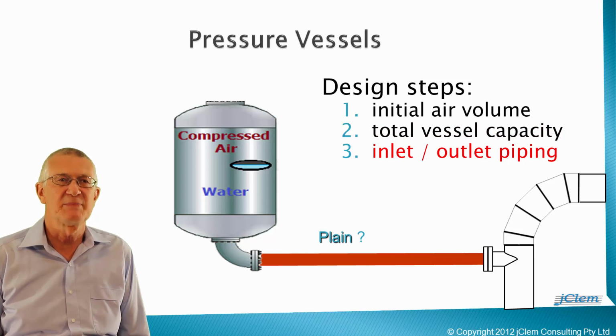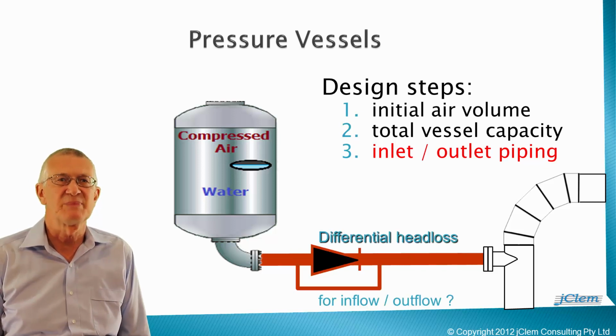The third step involves selecting the size and layout of the inlet-outlet pipe connecting the pressure vessel to the main line that the vessel is protecting. In some systems, it is suitable to use a plain pipe connection between the vessel and the water main. In other systems, it becomes necessary to dampen the interaction between the pressure vessel and the fluid system by applying differential head loss to the inlet and outlet paths.